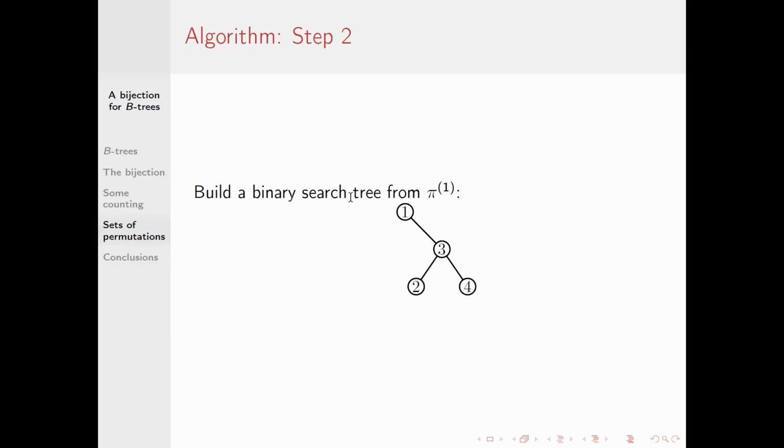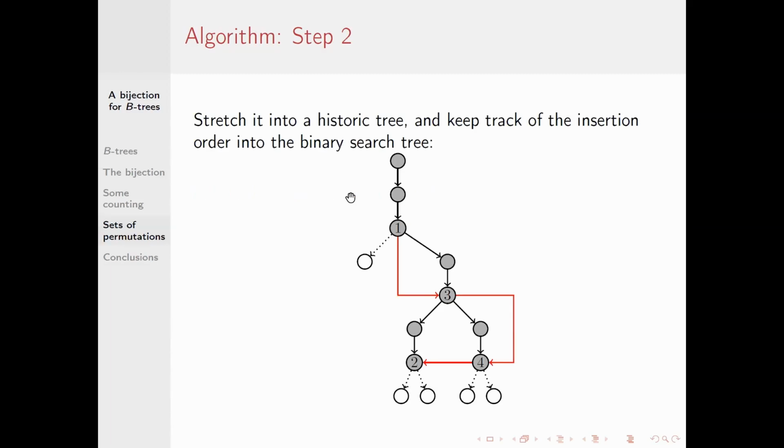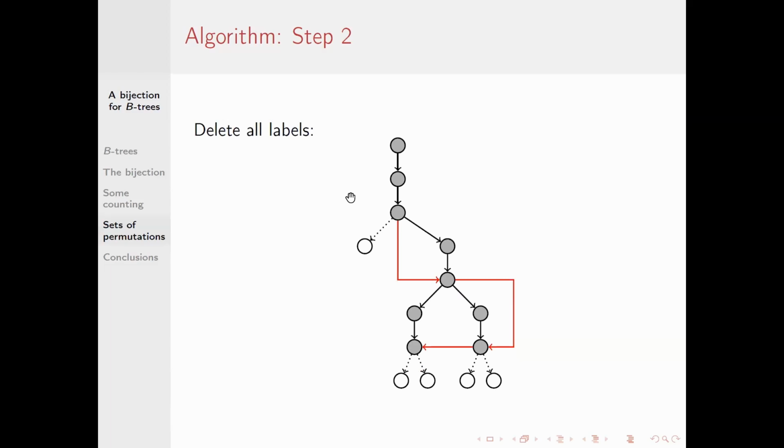So step 2 is a bit weird, maybe. You build a binary search tree from the pi1, and then you stretch it into a historic tree. But you keep track of the insertion order that you had into the binary tree. So these are the red arrows here. And also, if you remember earlier how I made this comment about the leaves of the B tree telling you how long these distances between the branches and the external vertices are, you need to use this here to actually know how far these external vertices are away from the next branching. Okay, and now finally you delete all labels.